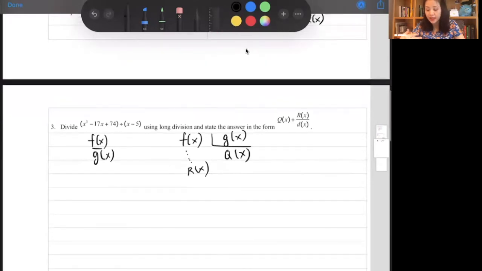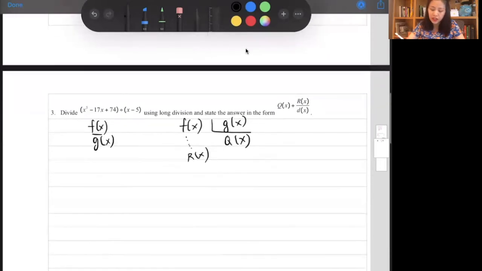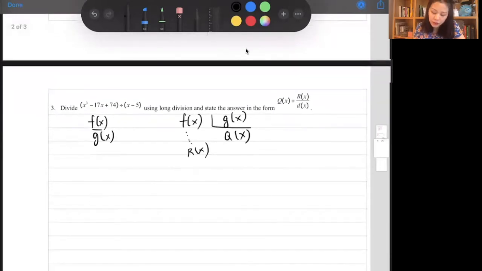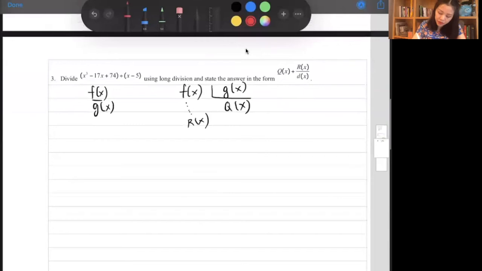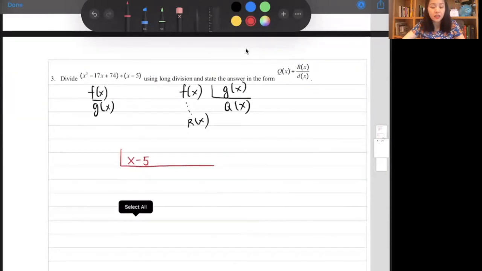So we can do exactly the same thing for polynomials. All right, so let's take a look at an example. I have x cubed minus 17x plus 74 divided by x minus 5. So again, let me set this up. X minus 5, that's my divisor. It's inside the box. And then I'm gonna write out the dividend, right?